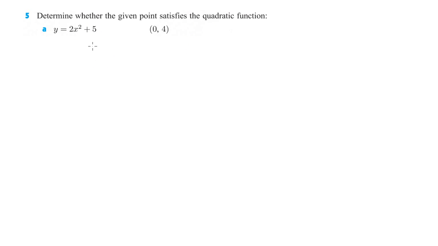Number 5, determine whether the point satisfies the quadratic function. So really all we're going to do is plug this in for x and this in for y and see if it works. Okay, we've done this earlier in chapter 5 too. So for the y we have 4, and then 2 times the x is 0 plus 5. So does 4 equal 0 squared is 0 times 2 is 0, 4 equals 0 plus 5. 4 does not equal 5, so it does not satisfy.